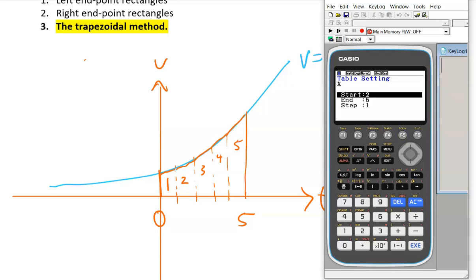Is the expectation you can do this in your exam? Yes. Is there a question on your exam that requires you to do this skill? Yes. Could I be any more clear than that? No. Apart from giving you the question, which I'm not going to do. I like my job. So my starting point is 0, my end point is 5, and I'm going in ones.